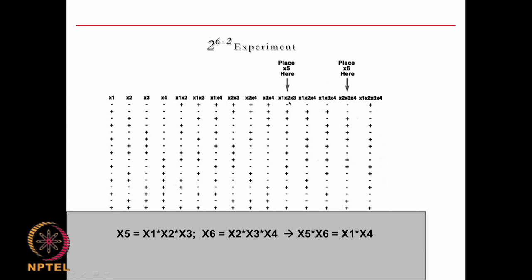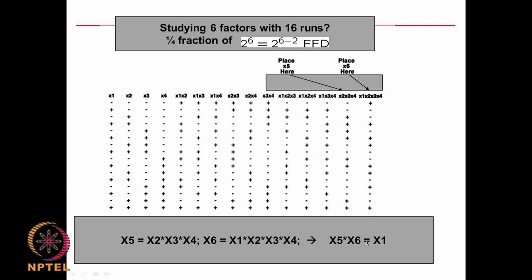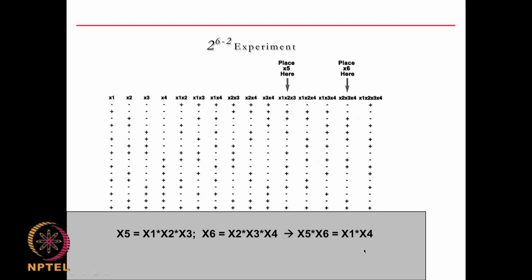Now if you look here, x1, x2, x3 put it as x5, and x2, x3, x4 put it as x6, then x5 into x6 will become x1 into x4. So, there are only 2 factor interactions. Unlike the previous case where x1, a principal effect, is interacting with 2 factors, here 2 factors are interacting with 2 factors. So, this design looks good.